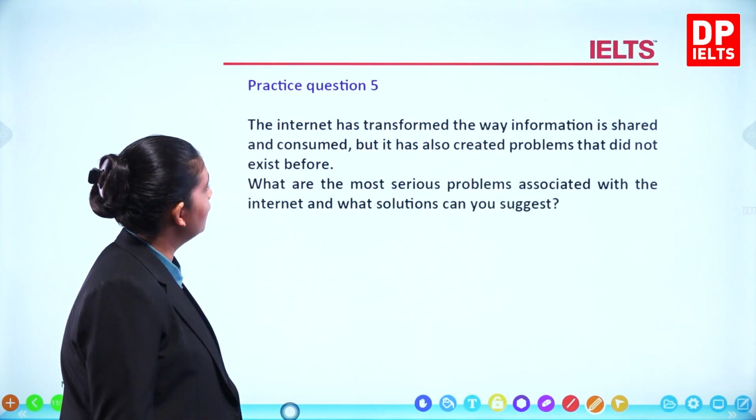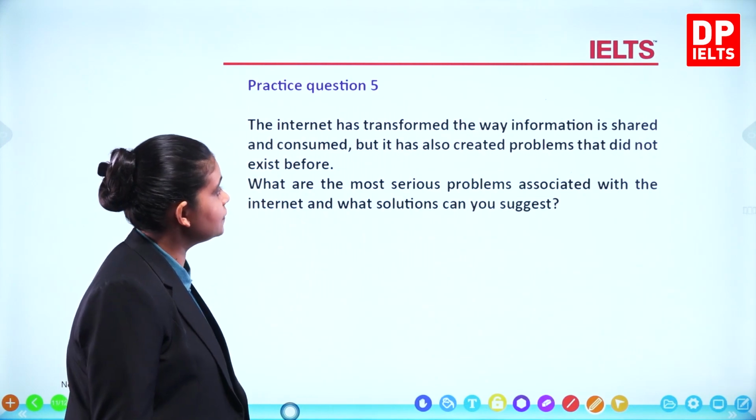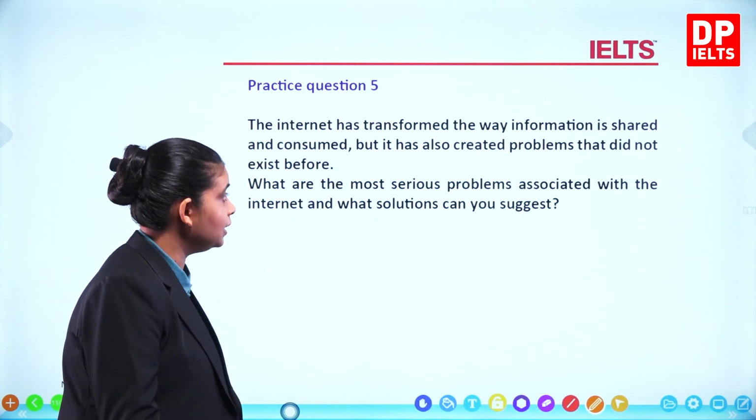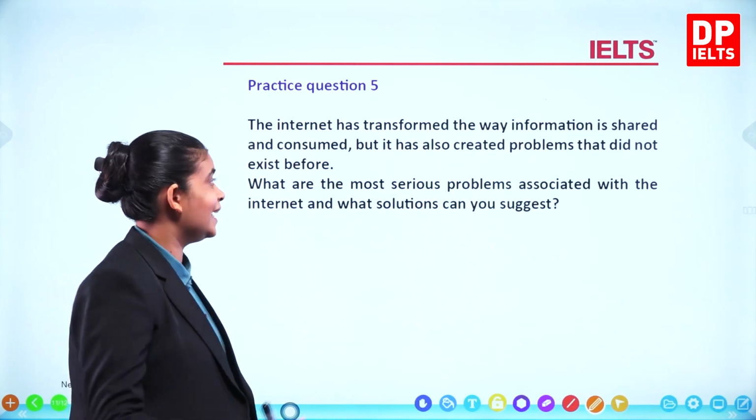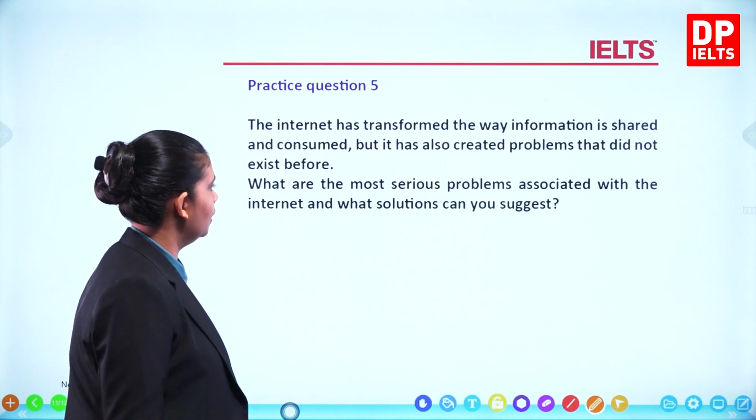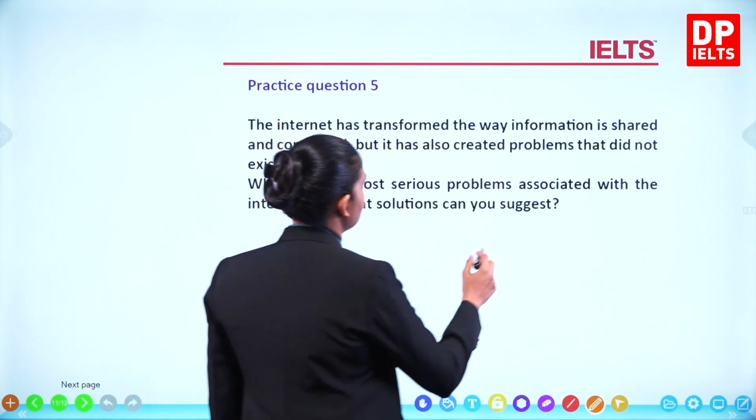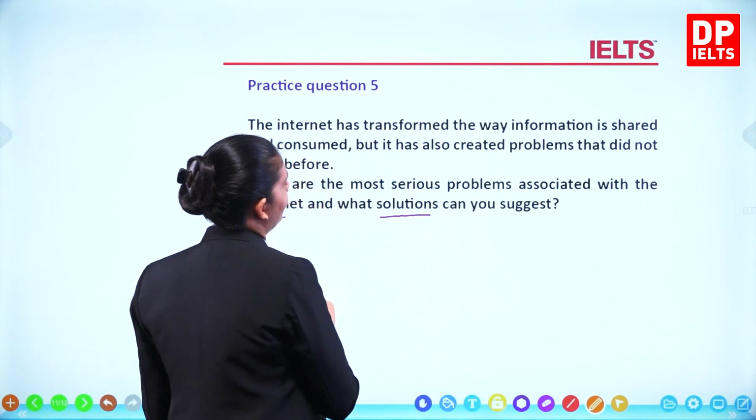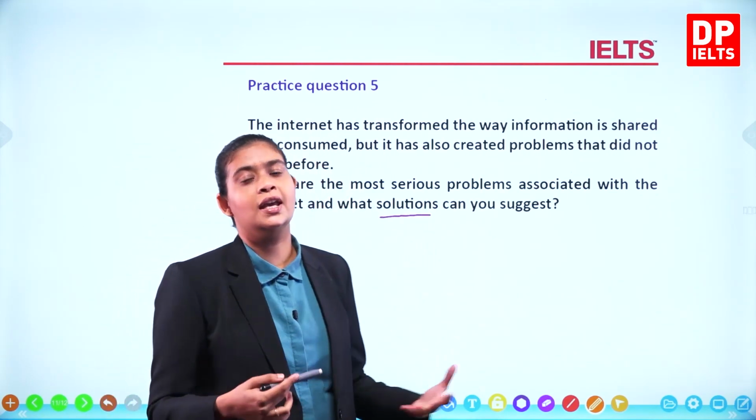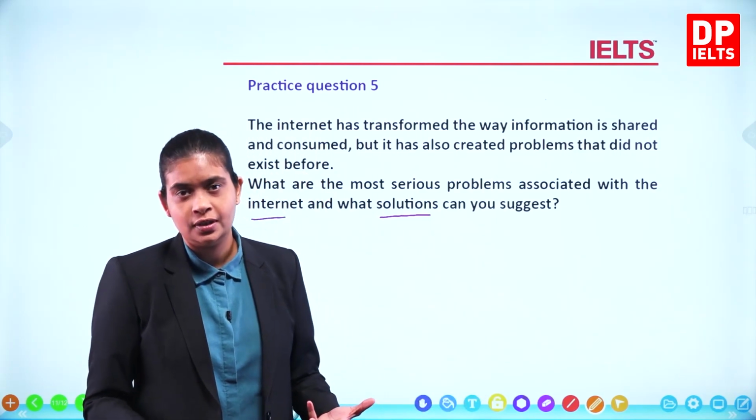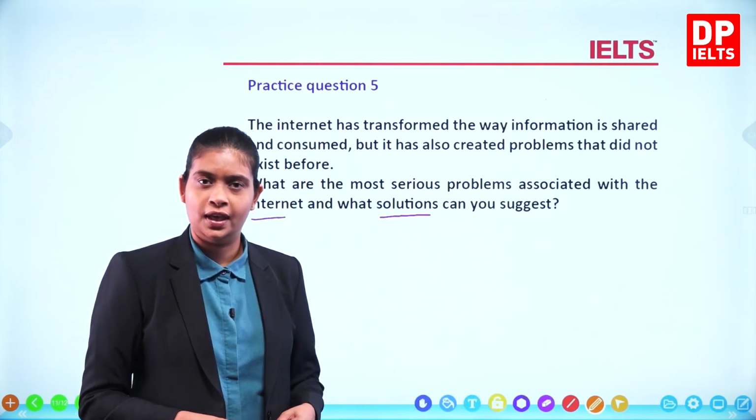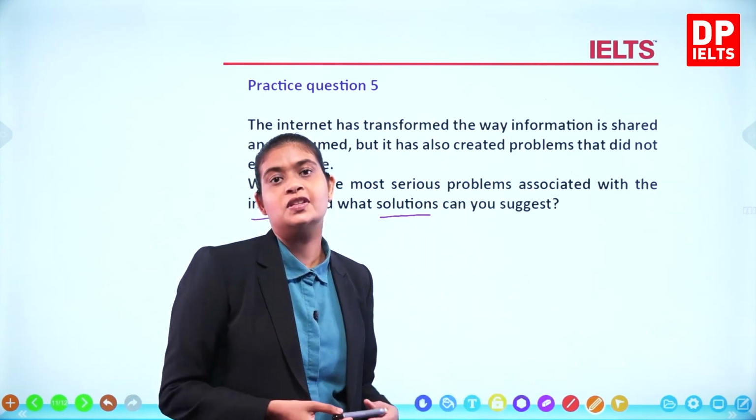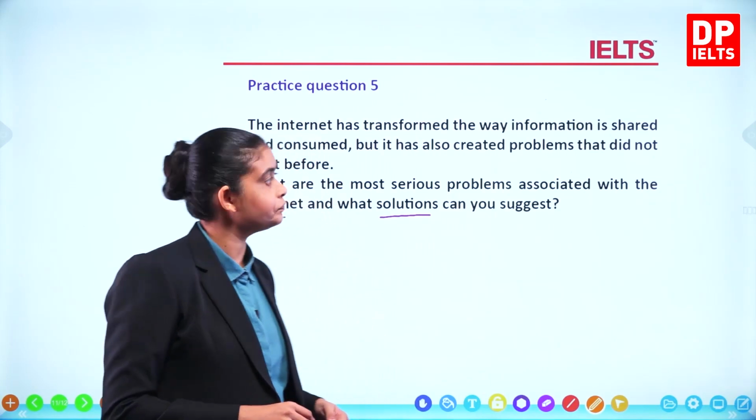Question number 5. The internet has transformed the way information is shared and consumed, but it has also created problems that did not exist before. What are the most serious problems associated with the internet and what are the solutions? So you can see that when you share information, it's good, but there are also some problems, okay? What are the problems and how can you change it? What are the solutions?